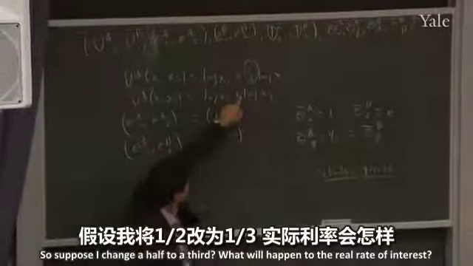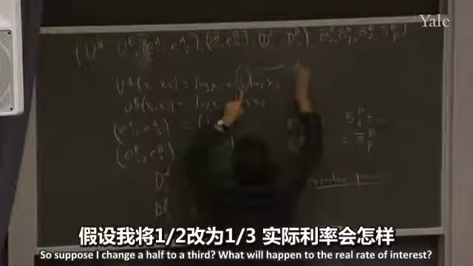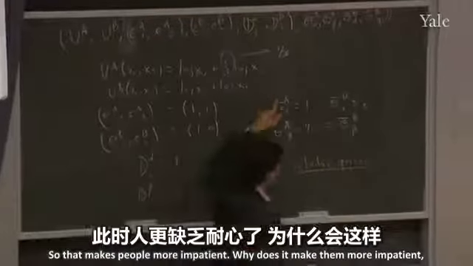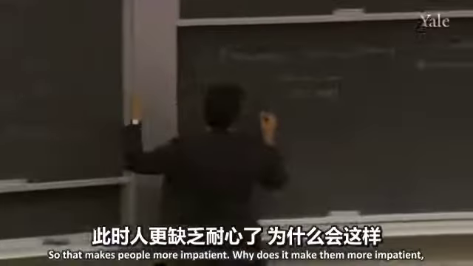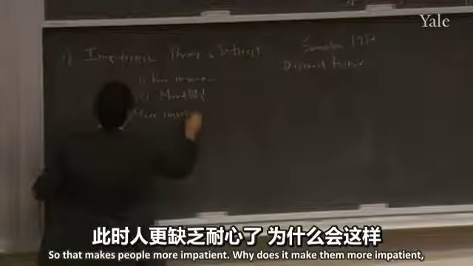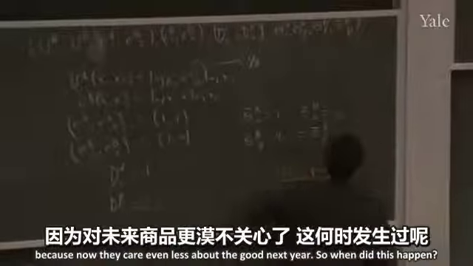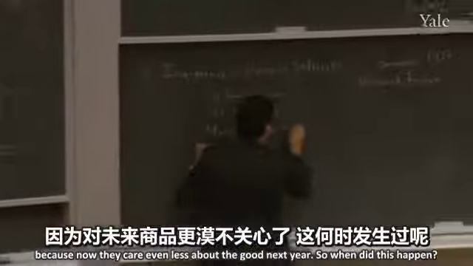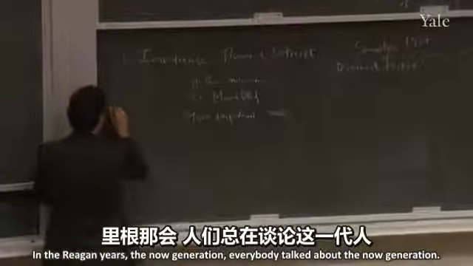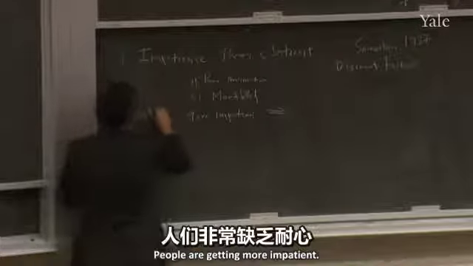Suppose I change a half to a third. What will happen to the real rate of interest? That makes people more impatient. Why does it make them more impatient? Because now they care even less about the good next year. When did this happen? In the Reagan years, the now generation. Everybody talked about the now generation. People are getting more impatient.